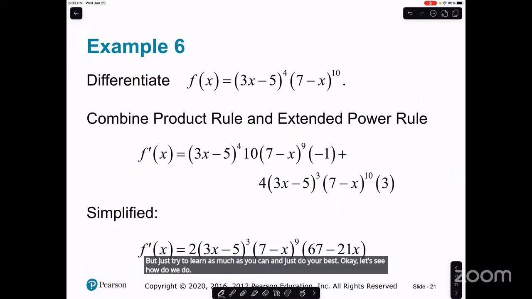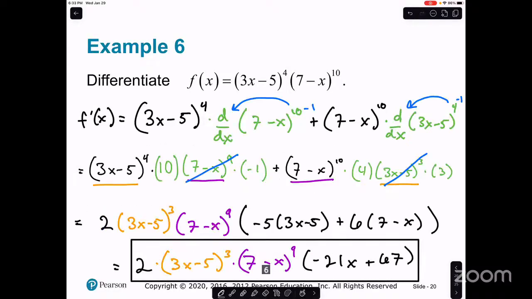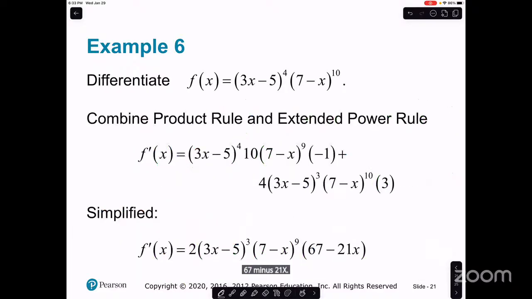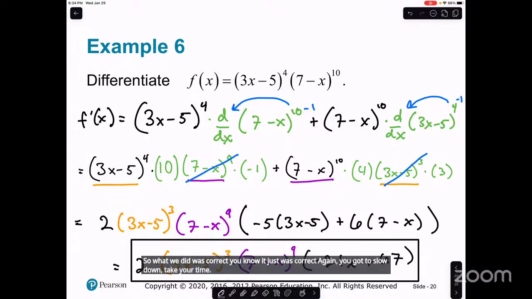Okay, simplify: 3x minus 5 cubed, 7 minus x to the 9, 67 minus 21x. Wow, right? So what we did was correct. You just have to slow down, take your time, go one part at a time, and get a lot of space, either a dry erase board or plenty of blank paper.